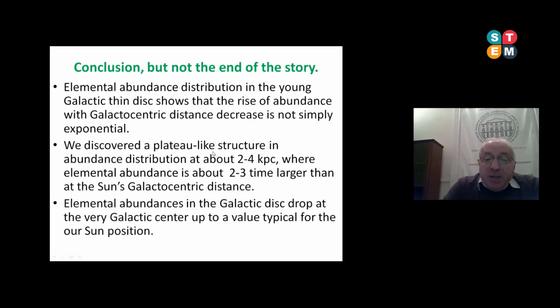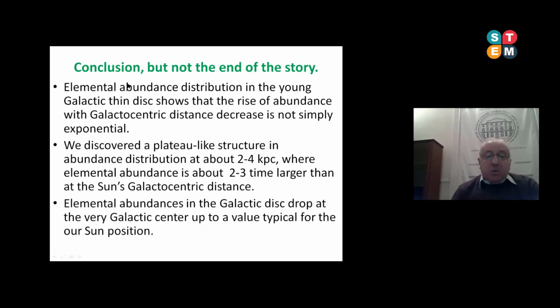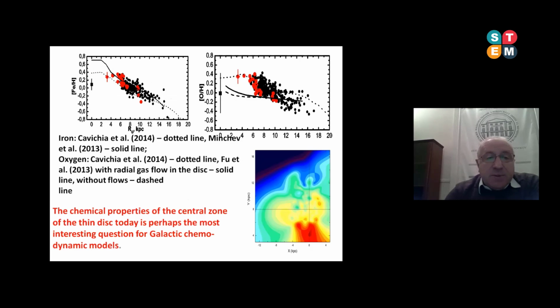Here the elemental abundance is about 2-3 times, which is about 0.4 in logarithmic scale, larger than in the vicinity of the Sun. And elemental abundances in the galactic disk drop at the very galactic center to the value typical for the solar position, the Sun position. It is here. It's strange, but it should be explained by very elaborate models of galactic chemical evolution.